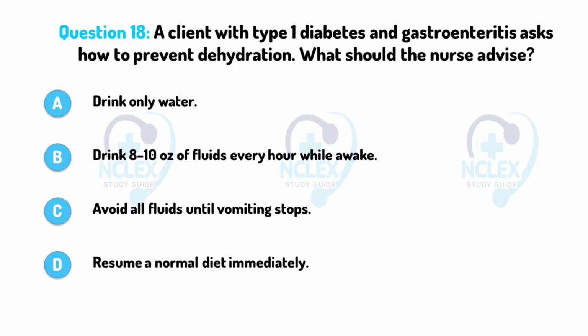Question 18. A client with type 1 diabetes and gastroenteritis asks how to prevent dehydration. What should the nurse advise? A. Drink only water. B. Drink 8 to 10 ounces of fluids every hour while awake. C. Avoid all fluids until vomiting stops. D. Resume a normal diet immediately.